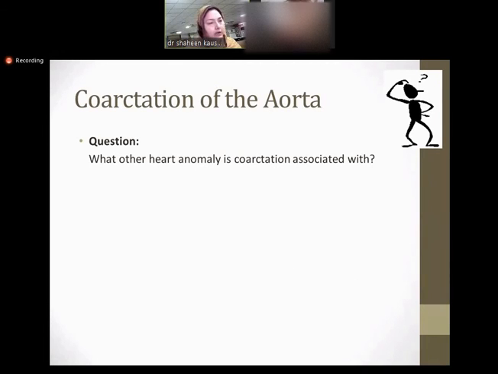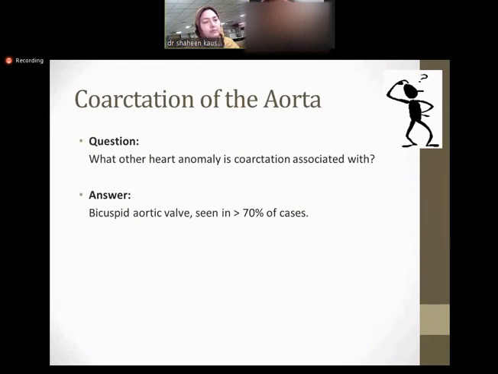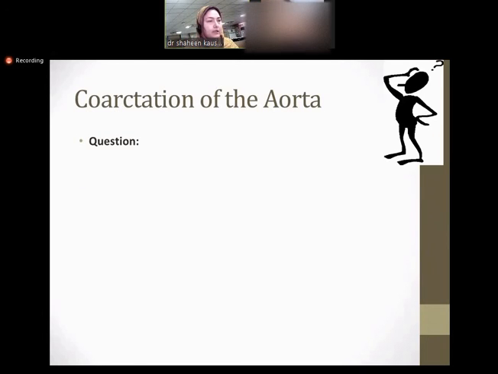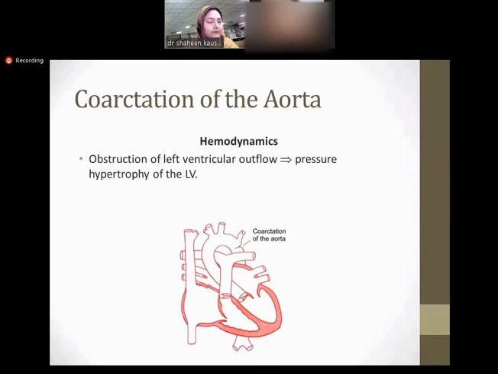What other heart anomalies are associated with coarctation? Bicuspid aortic valve, it is seen in more than 70% of patients. What genetic syndrome is associated with coarctation? Turner syndrome.